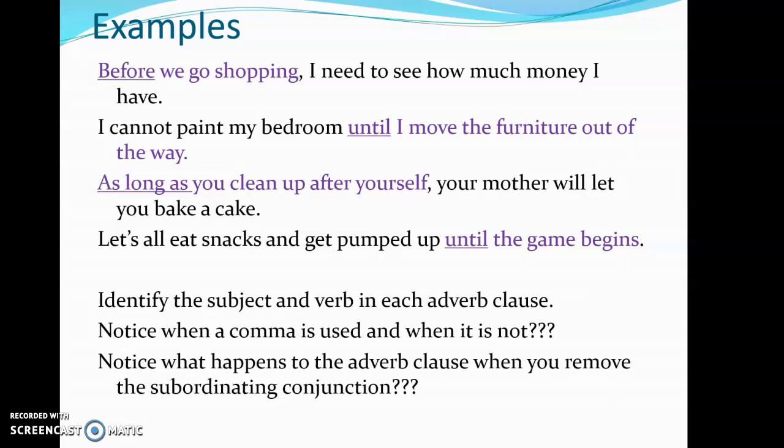So let's take a look at some examples of complex sentences that have adverb clauses. On this slide, the adverb clauses are purple. Here we go. Before we go shopping, I need to see how much money I have. You can see that there's 2 parts, the adverb clause part and the independent clause part. I cannot paint my bedroom until I move the furniture out of the way. As long as you clean up after yourself, your mother will let you bake a cake. Let's all eat snacks and get pumped up until the game begins.